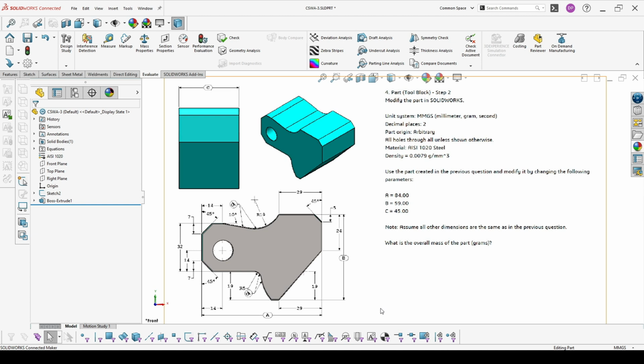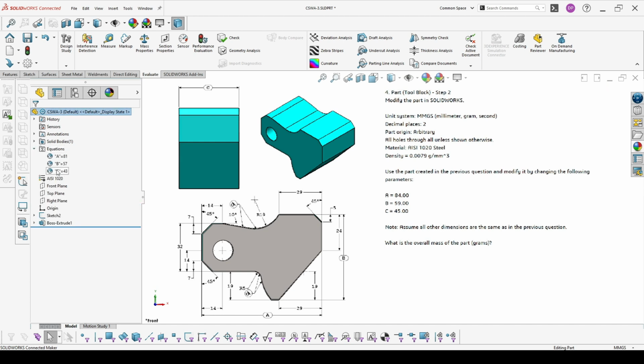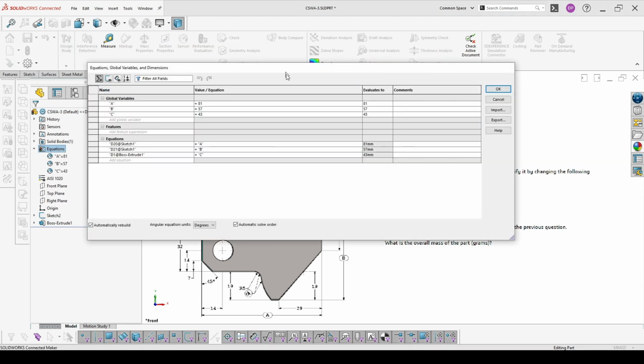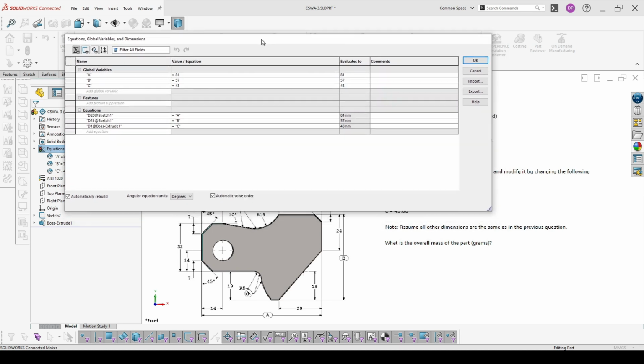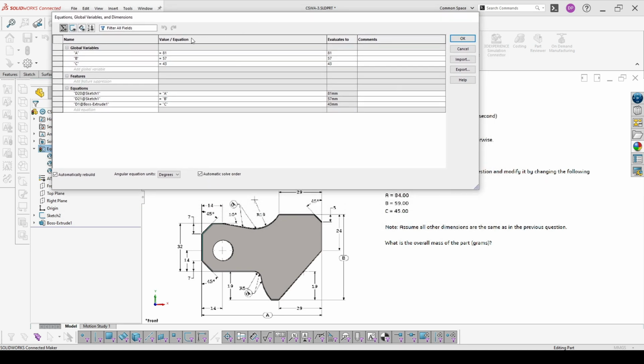I will say it again as a hint. Make A, B, and C global variables, so it's easy to change them. Always the others are staying the same. So we have to change A, B, and C. Now when we have the global variables, we will see these values here under equations. Go to manage equations and place the new values that we have.